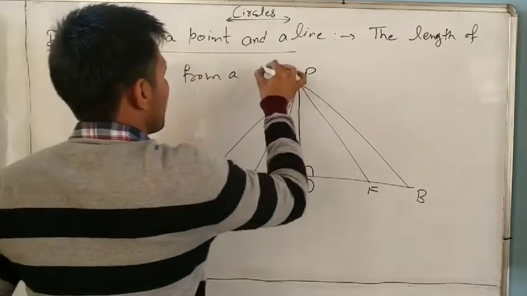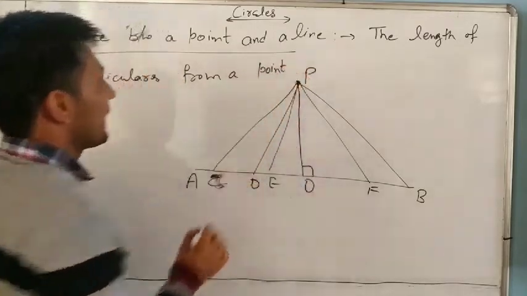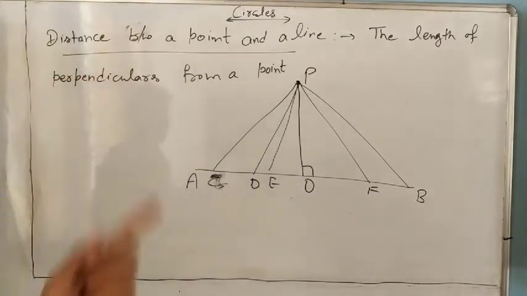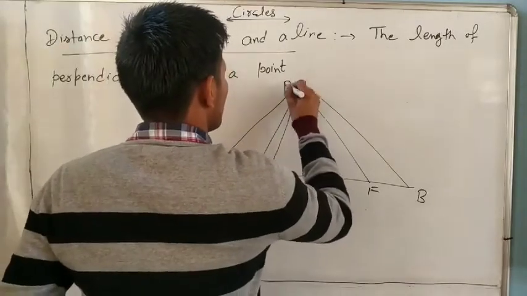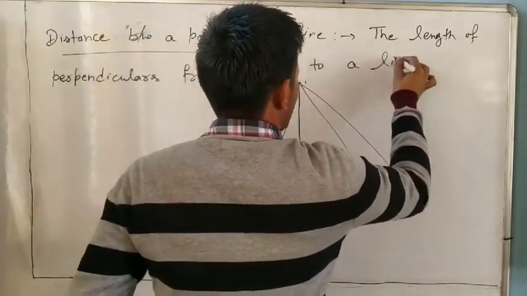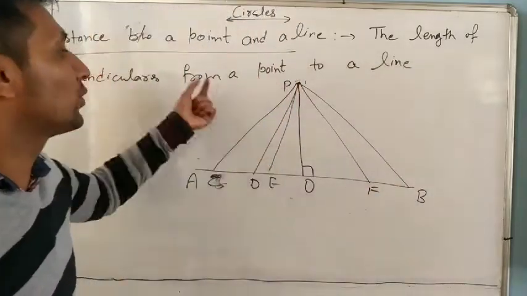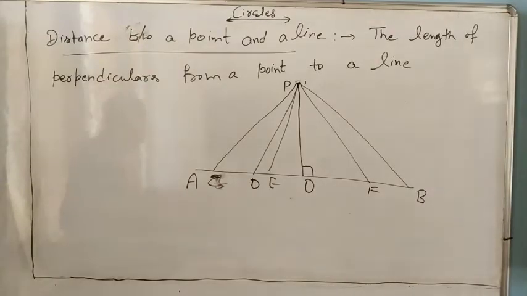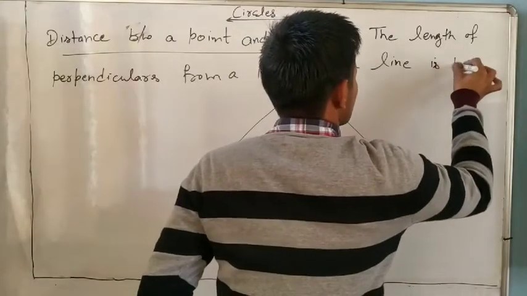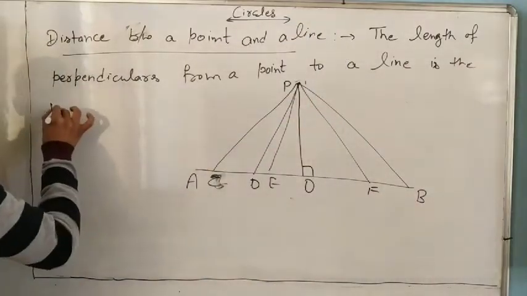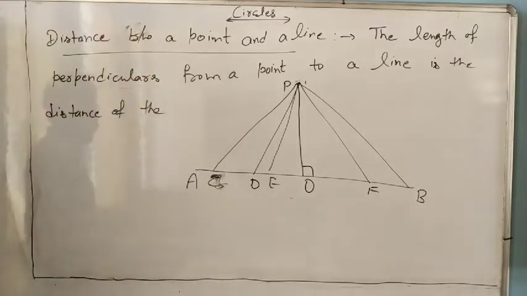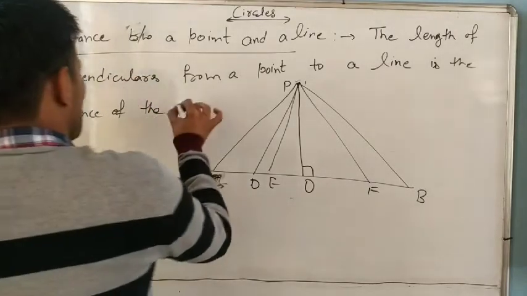The length of the perpendicular from a point to a line: we draw a perpendicular from the point to the line, so it is always the distance. Understand or not? So you can say that the length of the perpendicular from a point to a line is the distance of the point from the line.